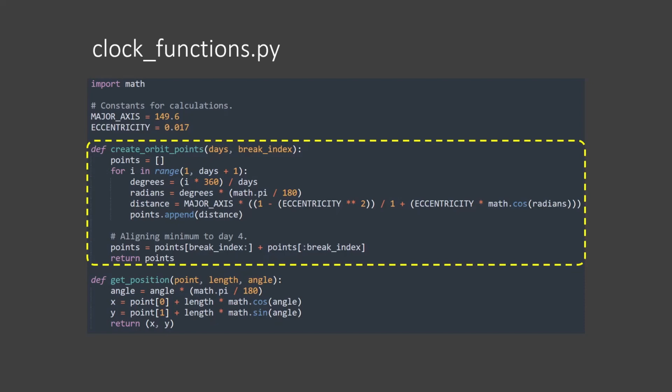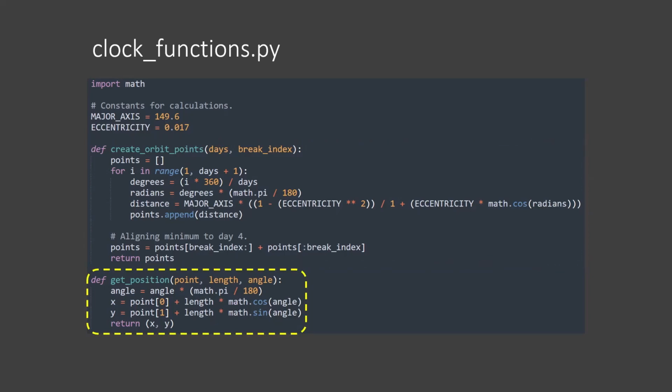And you can see that we have these two arguments, days and break index. Days are just the number of days, so that I can actually handle a leap year within the main function. And the break index is for the same reason, so that we can slice the points where the shortest day should be, dependent on what it is that year. And then we just return those points. And then just briefly, there's this function down here that we're going to use quite a lot. It allows you to get a position on a two-dimensional screen or two-dimensional surface using an origin point, the length that you want to go from that origin point, and the angle from that origin point.